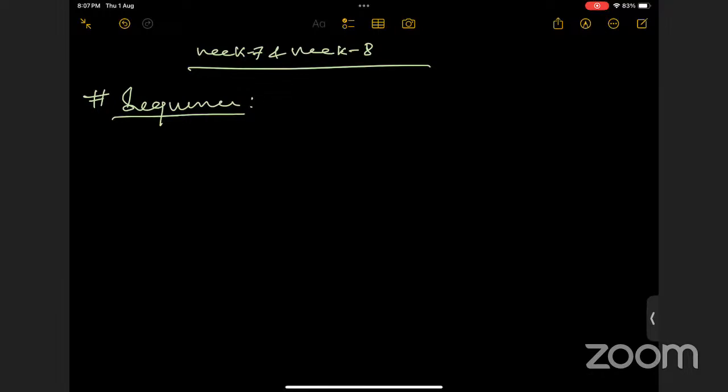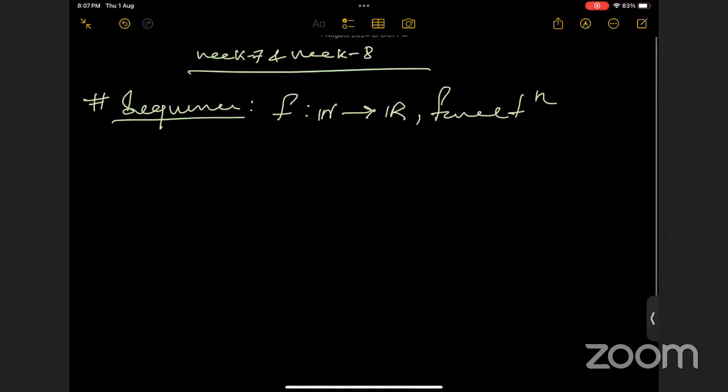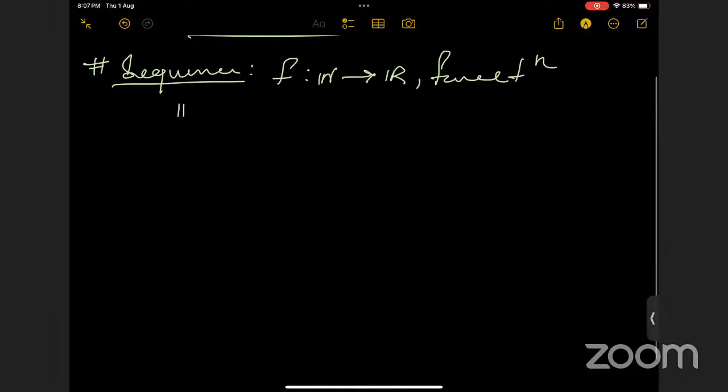A sequence is a collection of elements, as a domain of natural numbers to real numbers. Yes. Sequence is basically a function from natural number to real number. So you know very well what a function is. Sequence is basically a particular case of function where the domain is particularly the set of all natural numbers. Okay. So this is sequence.